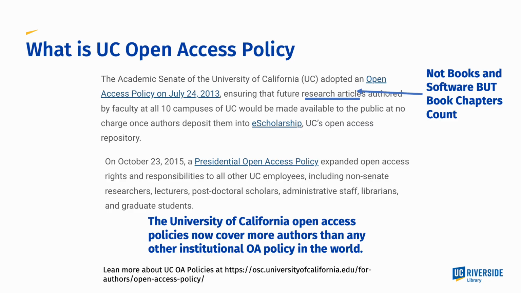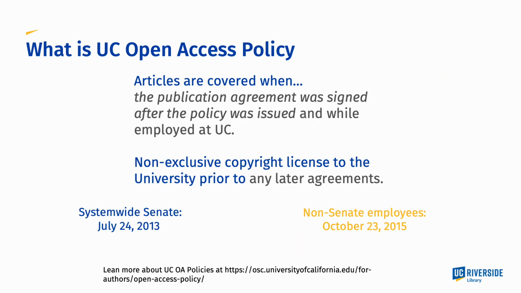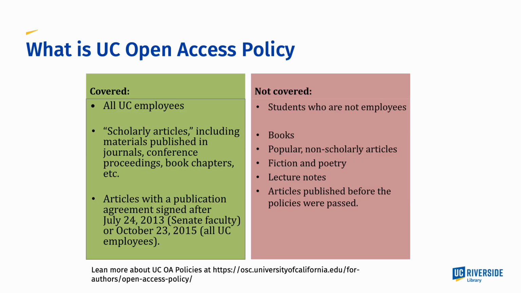UC open access policies allow UC employees to deposit a version of their publications to eScholarship, which is UC's institutional repository, despite the journal publishing agreements that UC authors have signed with the publishers. This practice is part of green open access. There are lots of details within the UC OA policies. You can read more by following the link in the slide. In short, UC OA policies cover all employees but not students who are not paid by the UC. The coverage includes scholarly articles, which can include journal articles, conference proceedings, and book chapters, but full books are not included.